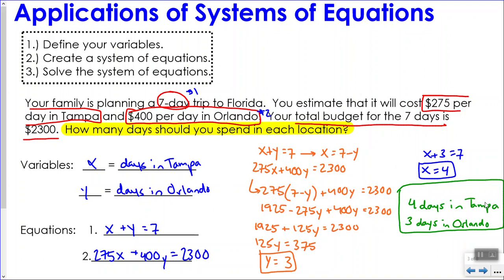It's also going to be really important that you label your answer with units. So if I just said 4 days and 3 days, I don't know what's what. So you always want to make sure that you give your answer with the appropriate level of detail or units needed for the problem.